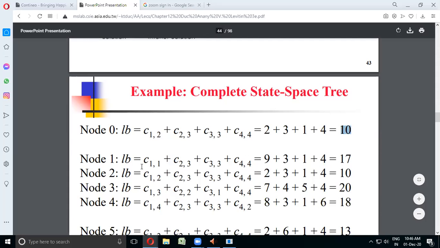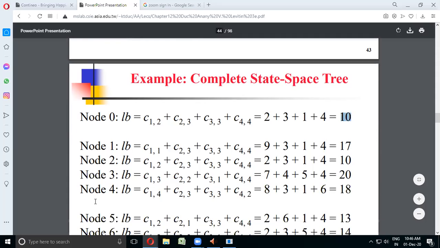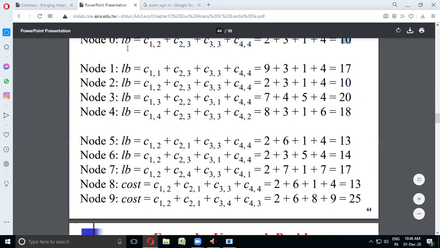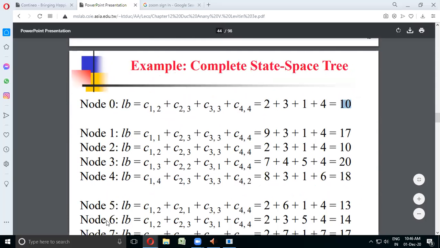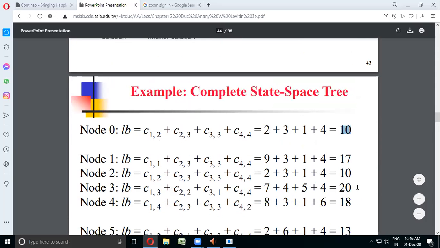This is the complete state space tree. In level 1 we had 4 nodes. At level 0, node 0, we have only one, which is nothing but the lower bound. Whereas in level 1 we had 4 possibilities, and in level 2 we again have this many possibilities. So how we are assigning jobs to each person is by looking at all the possibilities and checking which would be the most optimal one. That is the idea here.